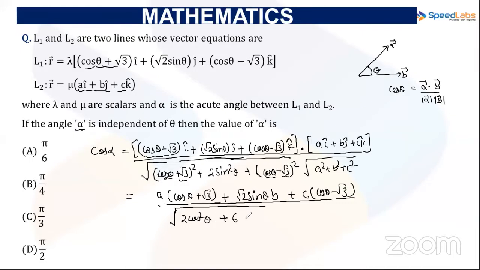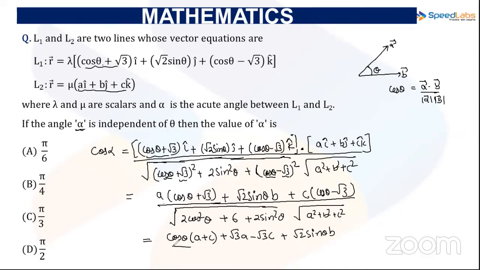All right, and 2√3 cos theta minus 2√3 cos theta will get cancelled, and this remaining 2 sin square, and this term is as it is, your a square plus b square plus c square. Now if you simplify it, in the numerator, taking cos theta as common, I'll get cos theta into (a plus c). The constant term will be √3a minus √3c plus √2 sin theta into b. And in the denominator, this 2 cos square theta plus 2 sin square theta is 2, and 2 plus 6 is 8.